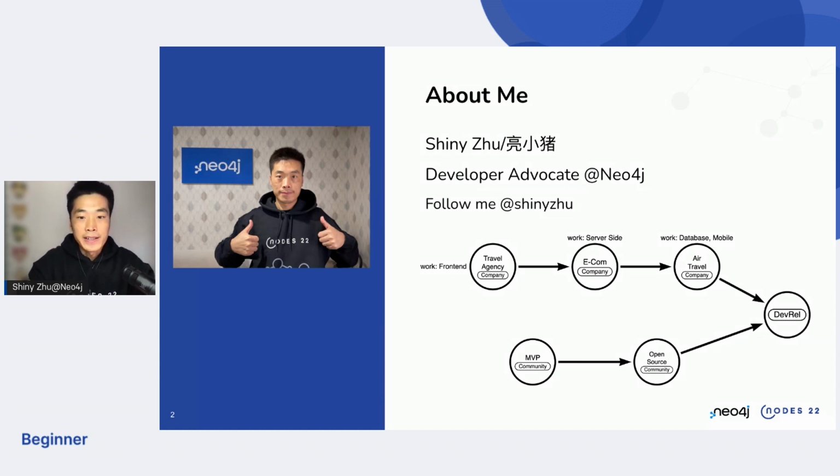So I mark myself as a full stack developer, and in the graph, the other part is from the community. I am active in the developer community, the open source community. I was a Microsoft MVP for 11 years before. Yeah, so the path crossed into developer relations. So yeah, that's me.